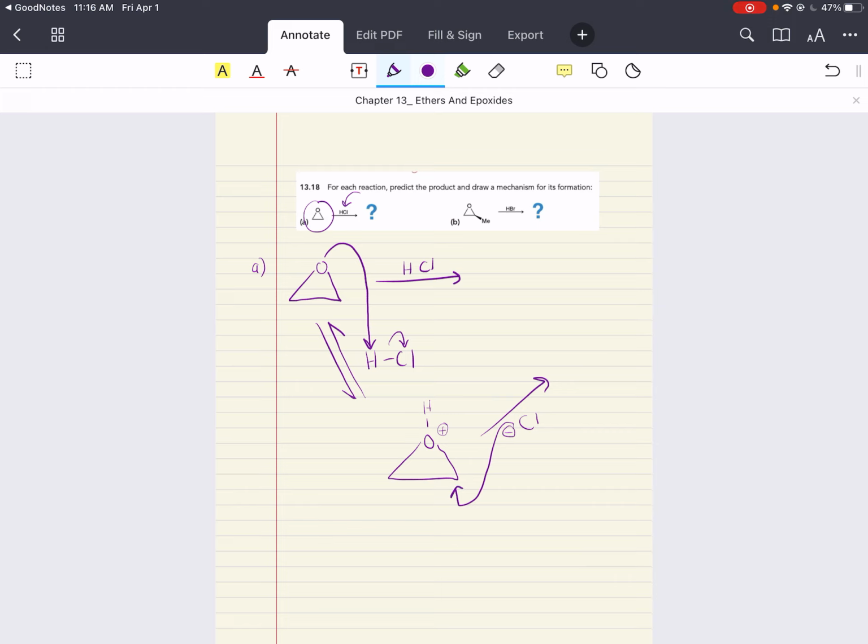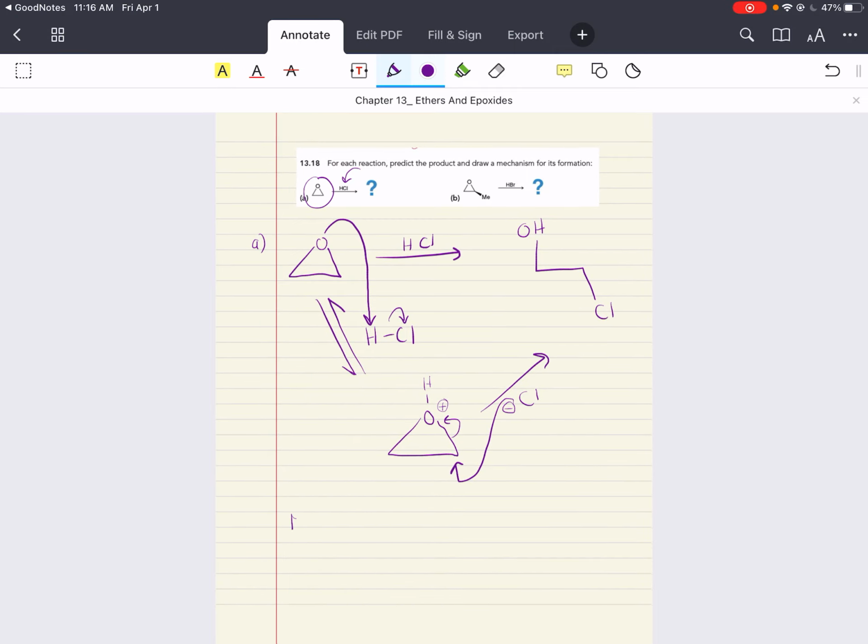They're both symmetrical, so it doesn't matter which carbon. And then we break this bond like so. What we get as an end product is we have our alcohol here and we have our chlorine here. Fantastic.